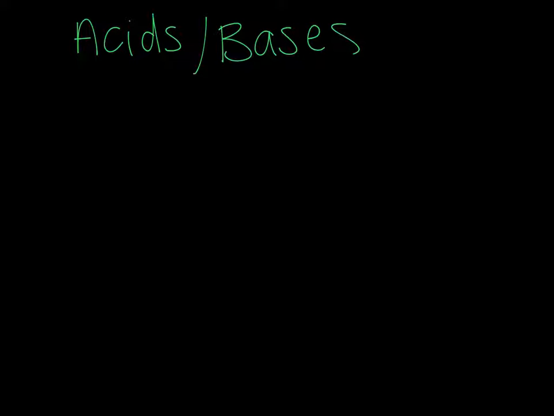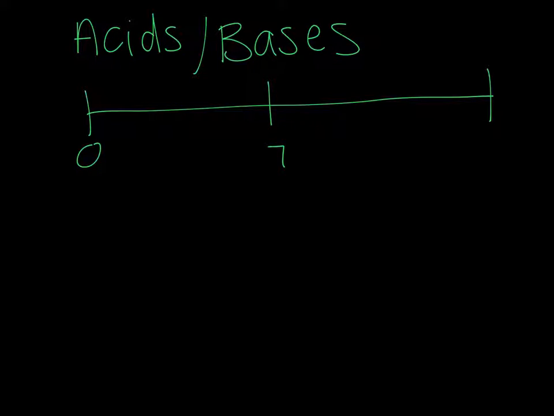So acids and bases. Fun stuff. So we got the pH scale. Let's start with that. Okay? It goes 0 to, what's in the middle? 7. What goes at the end? 14. That is a 7. There we go. All right.